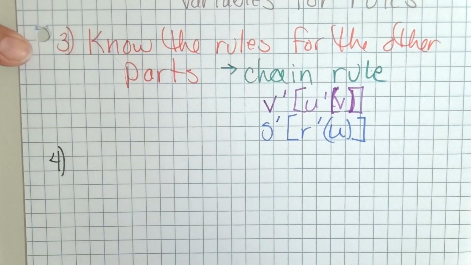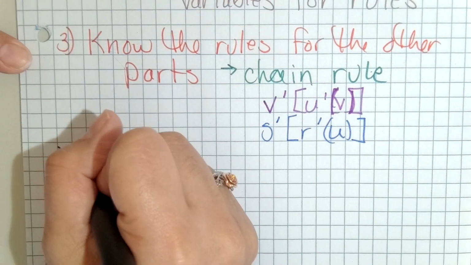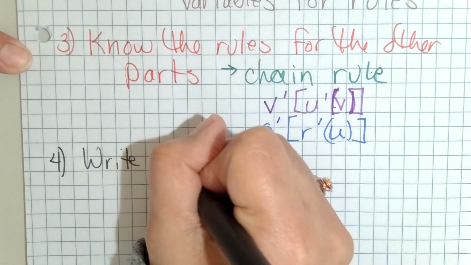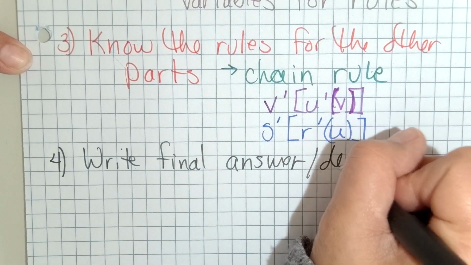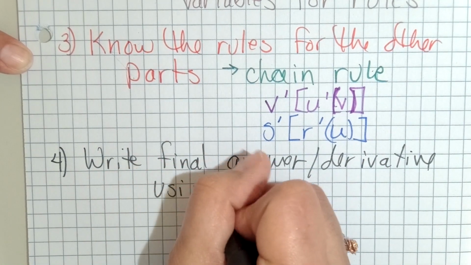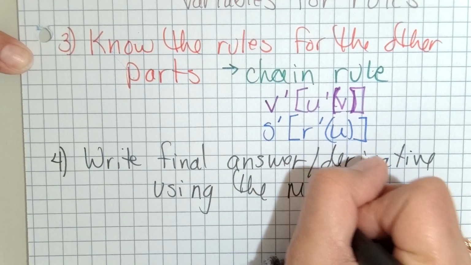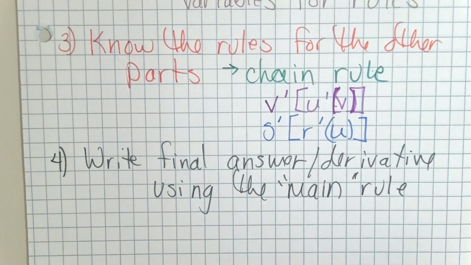And the last thing is what students always forget, because they're taking all these derivatives and they're doing all this work, they forget to go back to the main rule. So make sure you're putting everything together. So write the final answer or derivative using the main rule in number 1. So in this case, it would be quotient rule.